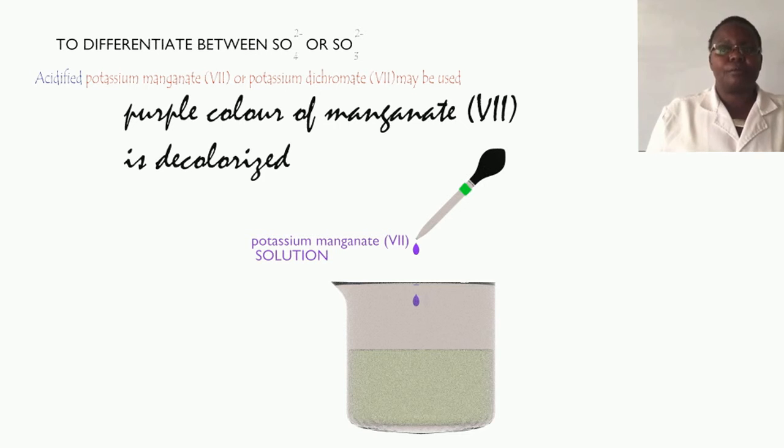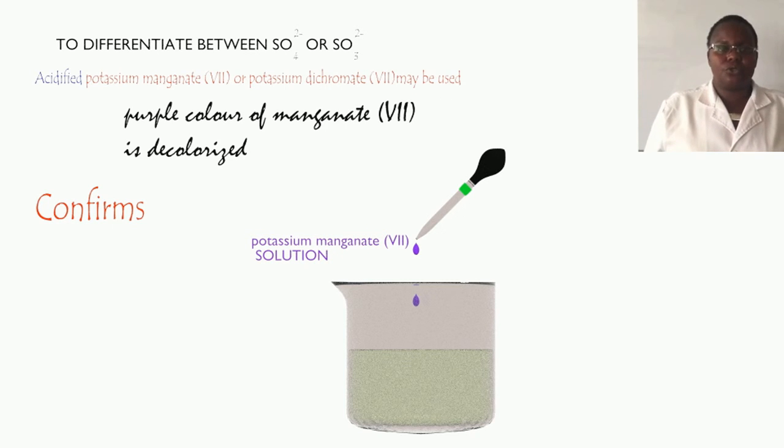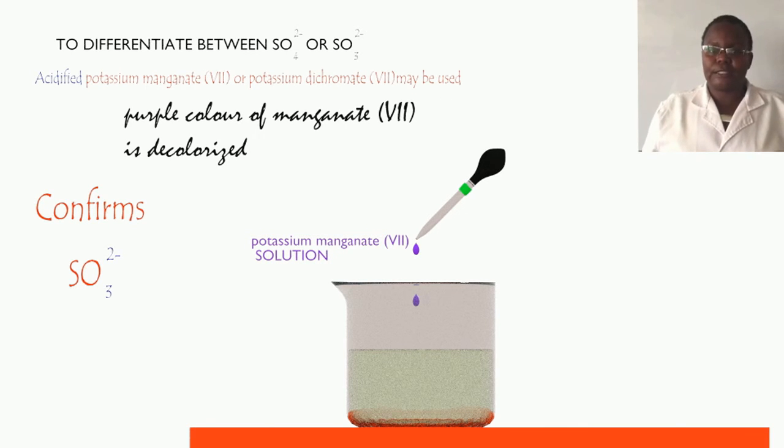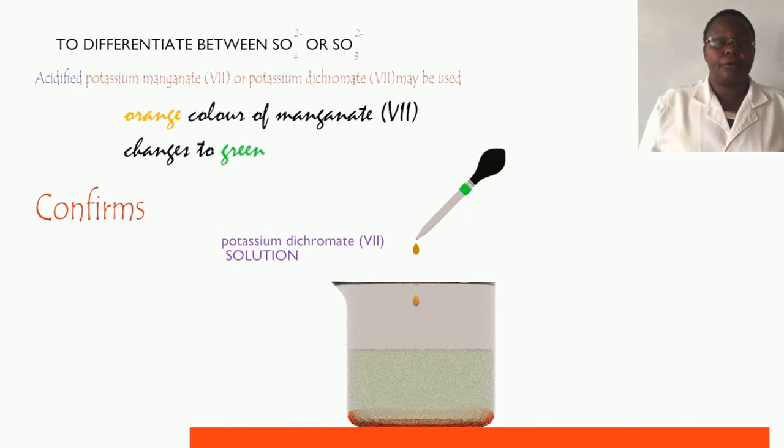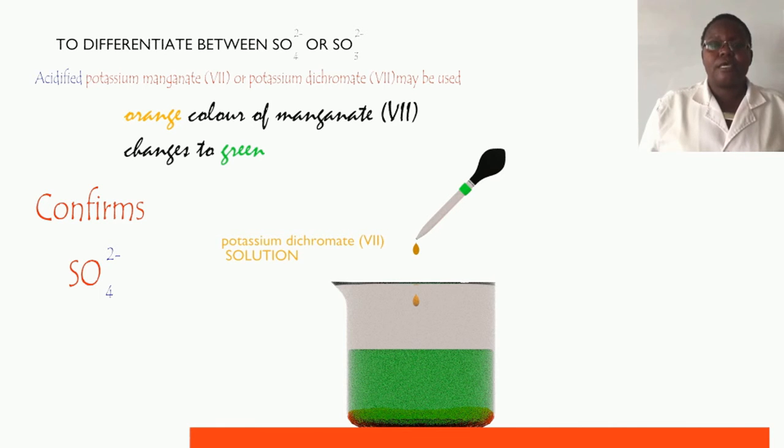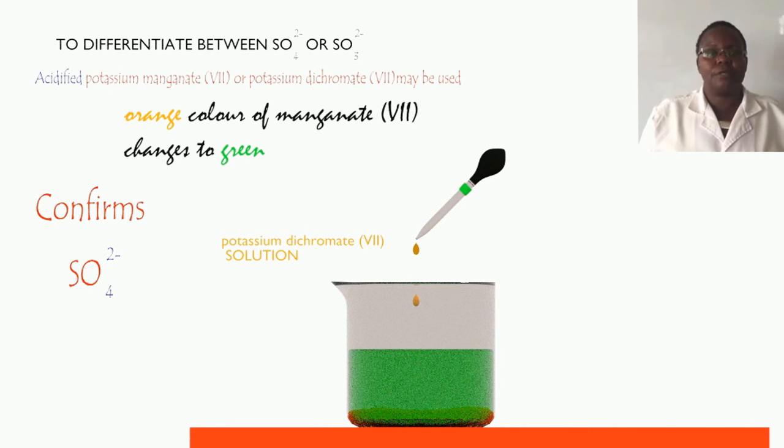If you use potassium manganate 7 solution, it will turn from purple to colorless. If you're using potassium dichromate 6, it will turn from orange to green to show the presence of sulfite. If the two solutions do not change, that is, their color persists, meaning potassium manganate 7 remains purple and potassium dichromate 6 remains orange, then you know sulfate is present.